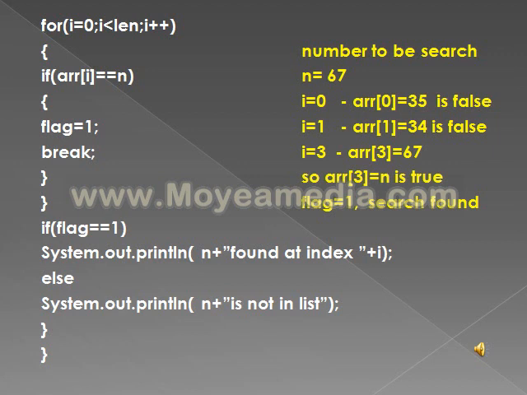So here look at i is equal to 3, array of 3 is 67, and 67 is equal to 67, so we found the search. So it is getting inside the if condition, flag becomes 1, and it will break the statement and come out of the for loop. And again you have an if condition, flag is equal to 1, and it will print 67 is found at the index of 3.